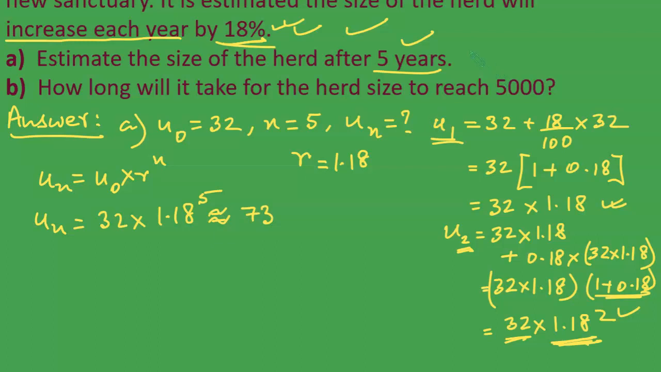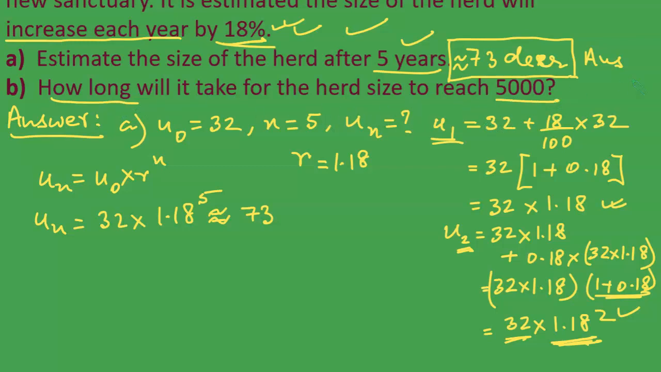There will be 73 deer in the herd, 73 deer approximately. So this is our answer. After 5 years, the herd size will be approximately equal to 73. So, subpart B. How long will it take for the herd size to reach 5,000?